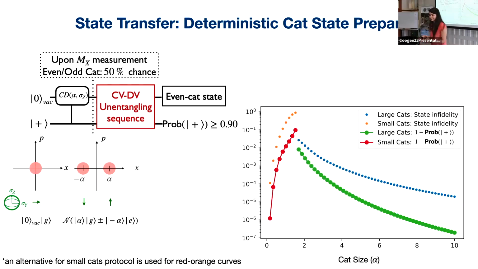But even for those cat states, I have a protocol. Again, I'm not going to discuss that because I don't have time, and it's not very trivial. So essentially, that indicated that this framework, this ECD instruction set, is very good for the cases where your Gaussians are not overlapping, for example, which is the case for GKP states and large cats.